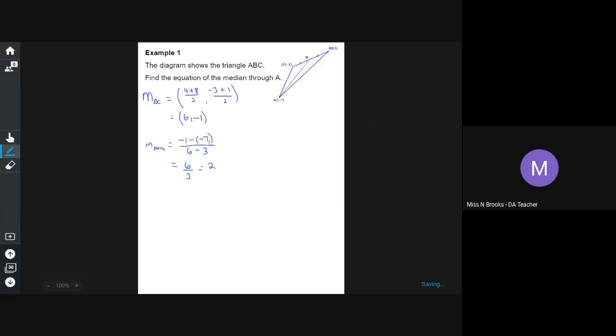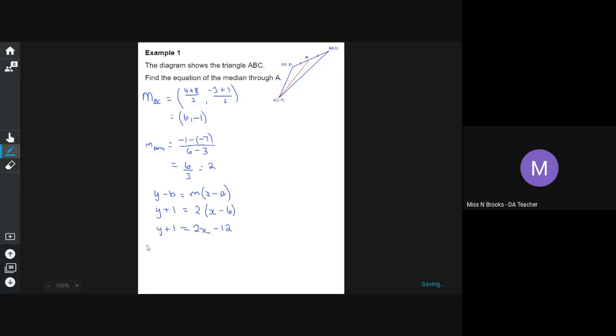Now, we can use either (6, -1), or we can use (3, -7) in our equation of a straight line, which is y minus b equals m times x minus a. And so we're going to put in y, and if we use the midpoint, plus 1 equals our gradient, which is 2, and then x take away 6, as 6 is our a value. Now, we need to expand that bracket. So we get 2x take away 12.